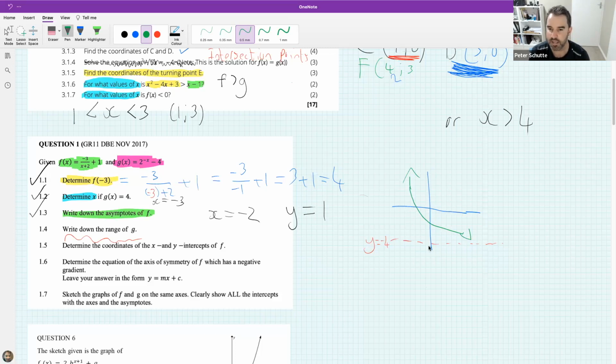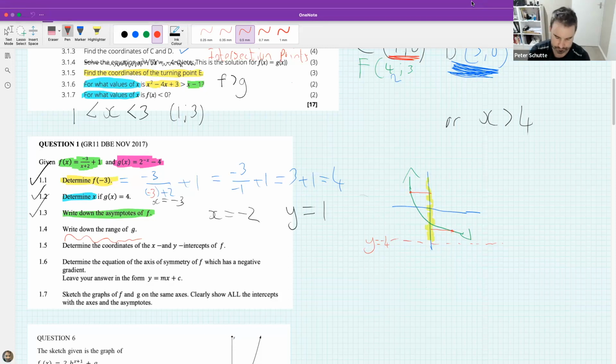Now, what does that mean about the range of the graph? It means that it only exists in this region over here. So you can see, if I had a point on the graph and it was here, it would have a y value that went there. If I had a point over here, it would have a y value that was there. So what is my answer going to be for the range?